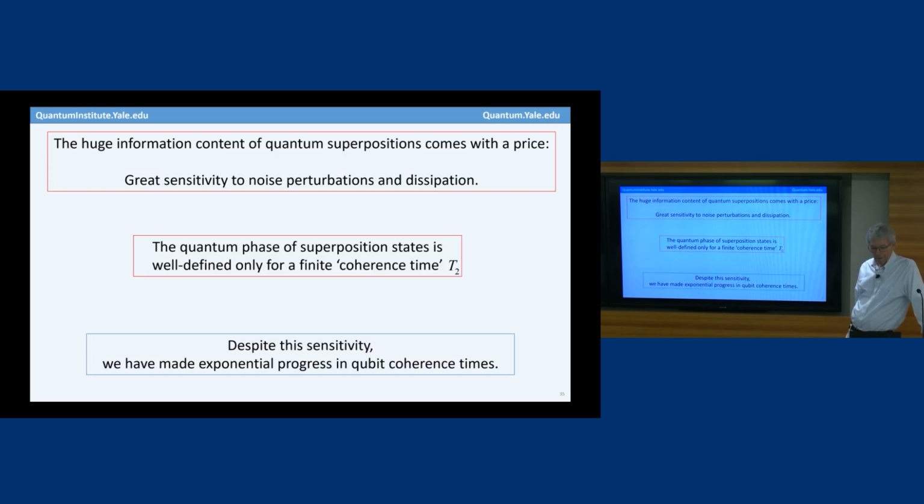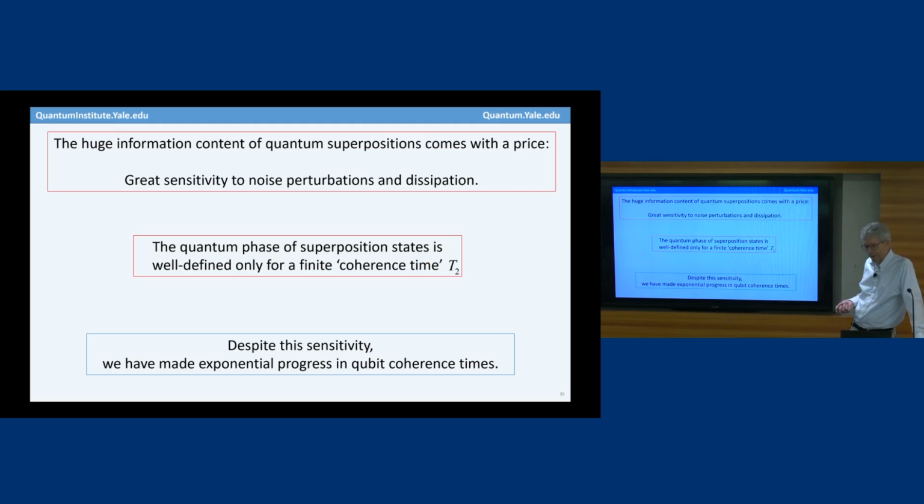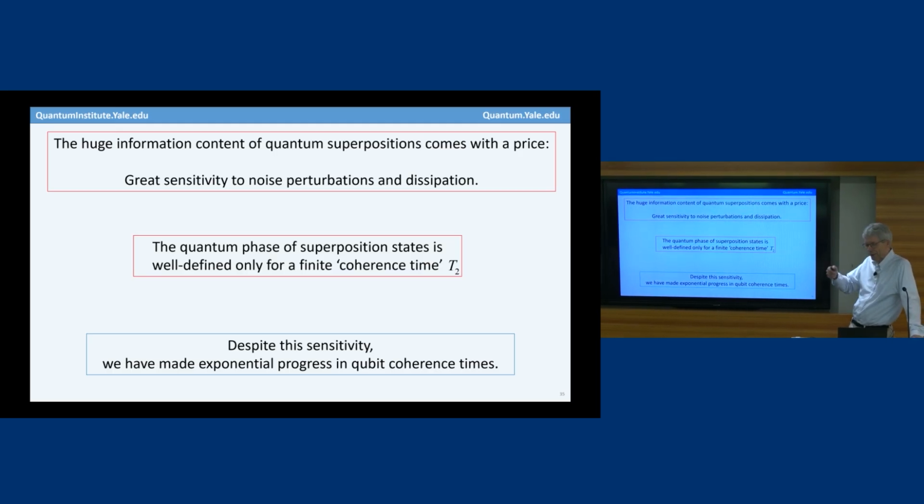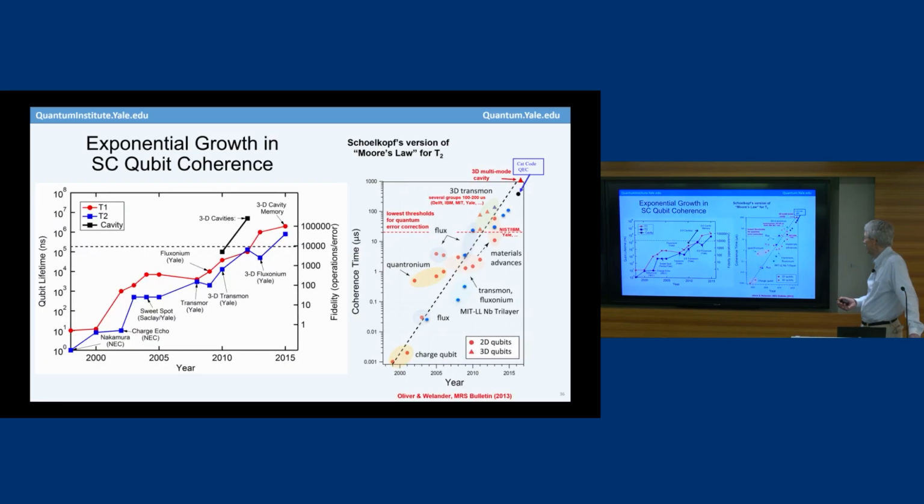But despite this sensitivity, we've made exponential progress in the last 20 years in terms of superconducting qubit coherence times. As I mentioned, atoms and ions are very coherent. They can remember what state they're in for seconds. That's why we use them for atomic clocks. But superconducting qubits are many orders of magnitude worse, but getting better, exponentially better over time.